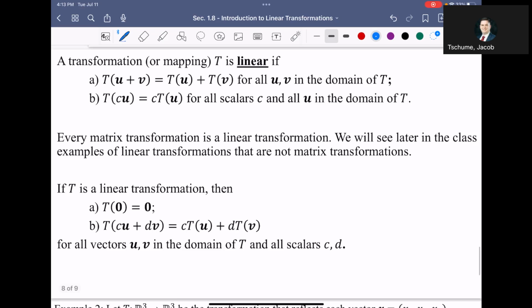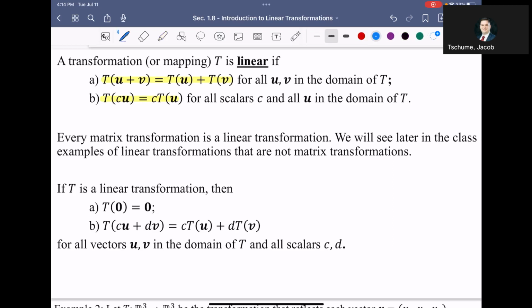So here's the idea. A transformation or mapping T is considered linear if the following 2 things happen. If you can take T of U plus V and show me that it equals T of U plus T of V for all U and V in the domain of T, that is the first step you have to do. All right. And then the second step you have to show me is that T of CU is equal to C times T of U.